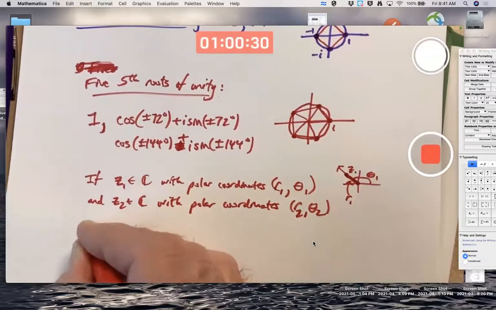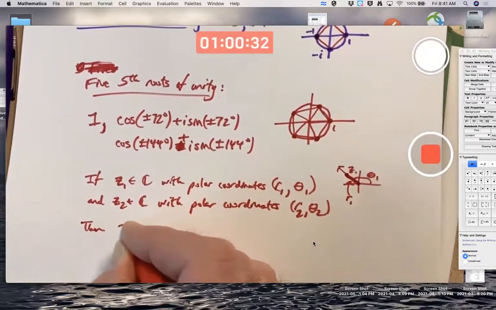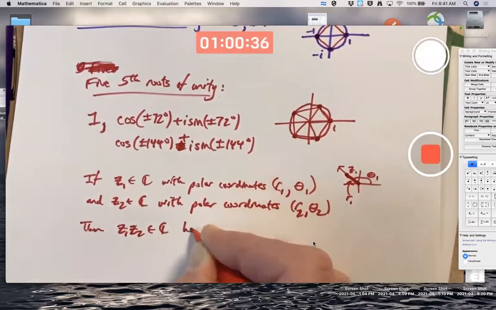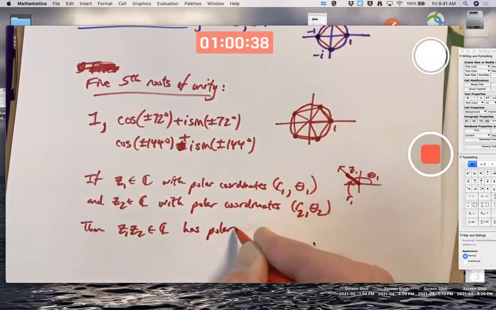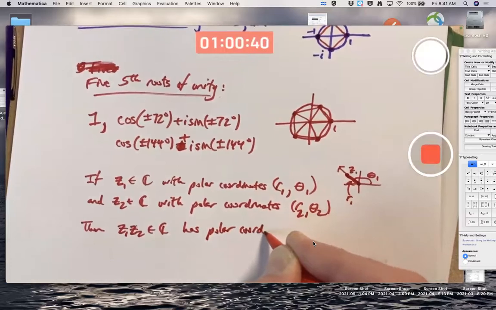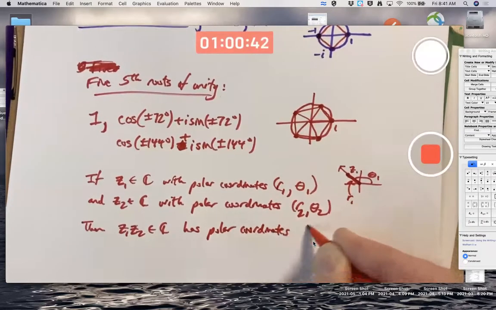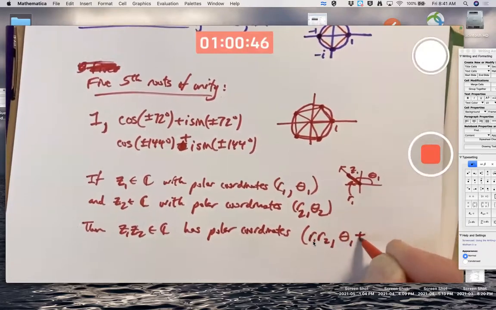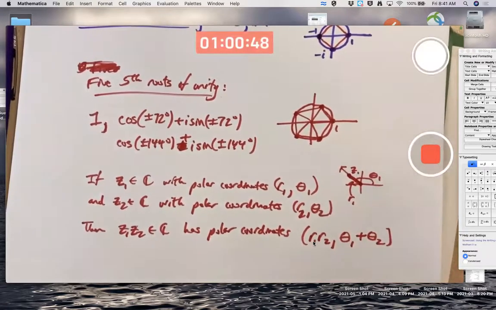Then the product z1 times z2 in C has polar coordinates r1 times r2 and theta 1 plus theta 2. Okay, that can be verified using trigonometry.